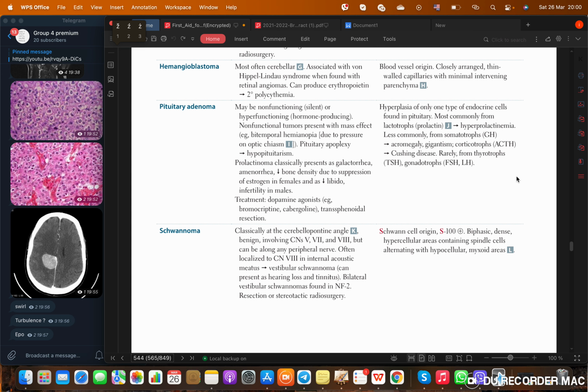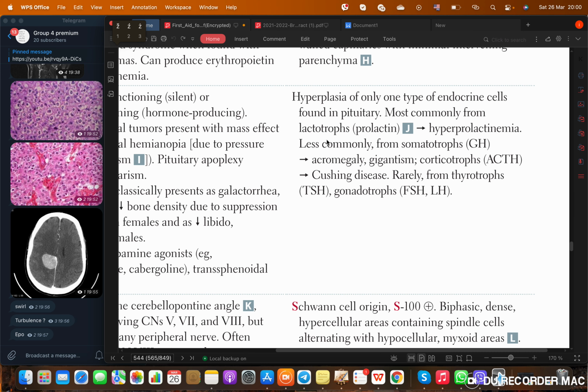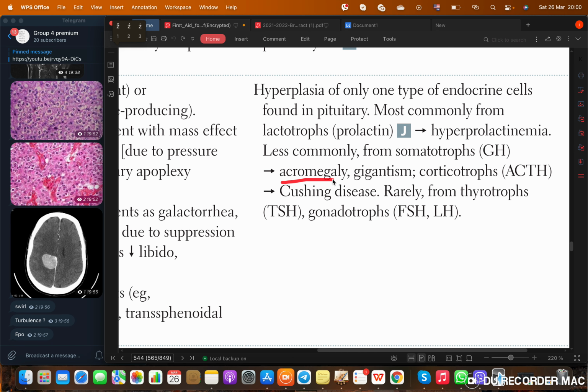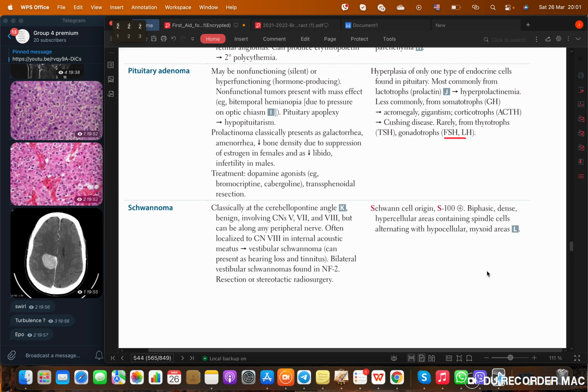Hyperplasia of one type of endocrine cells found in the pituitary, most commonly from the lactotrophs, which produce prolactin. So in that case, we'll have hyperprolactinemia, but if it was from the somatotrophs, we'll have acromegaly or gigantism in children, acromegaly in adults. Corticotrophs will have Cushing disease because it's from the brain. We call it disease, not syndrome. And rarely thyrotrophs, which will cause hyperthyroidism. Gonadotrophs will lead to increased FSH and LH.